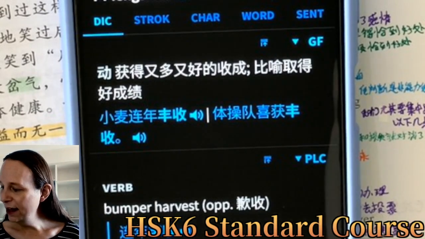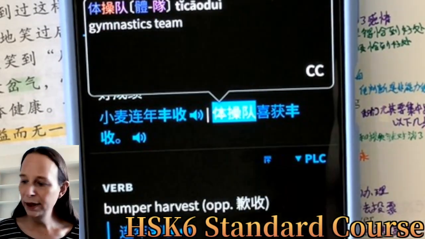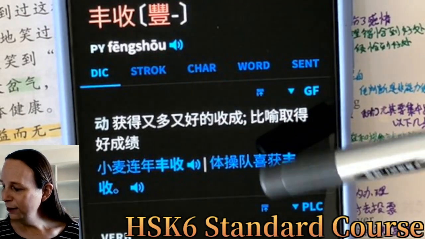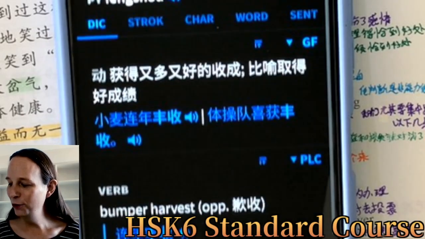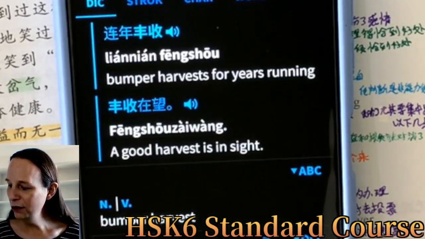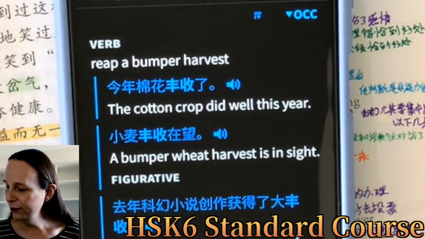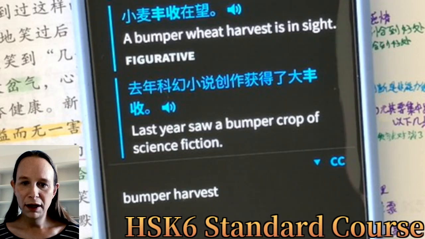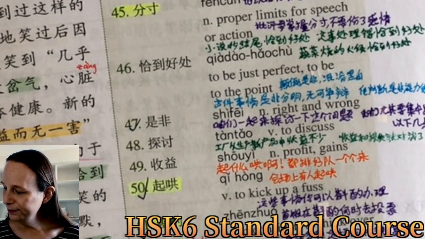And 体操队, gymnastics team, right? 体操, gymnastics, 体操队获得丰收, I guess this is just happily obtained. Bumper harvest, so good results. 年年丰收, 丰收在望, 今年棉花丰收了，小麦丰收了。So figurative. 去年科幻小说创作，获得了大丰收。Yeah. So figurative. Okay. Anyway, that's 丰收. What's next?